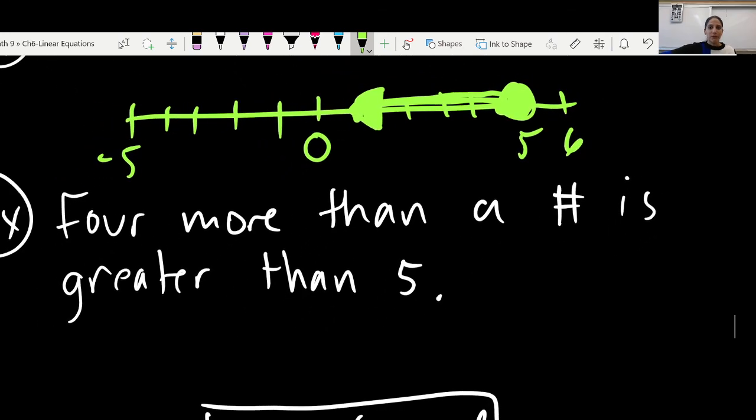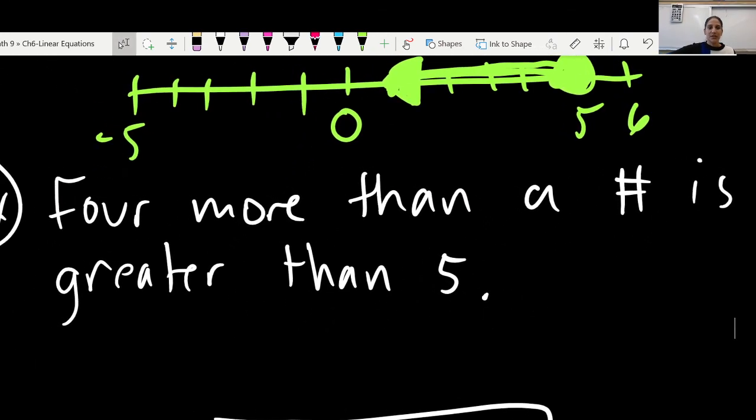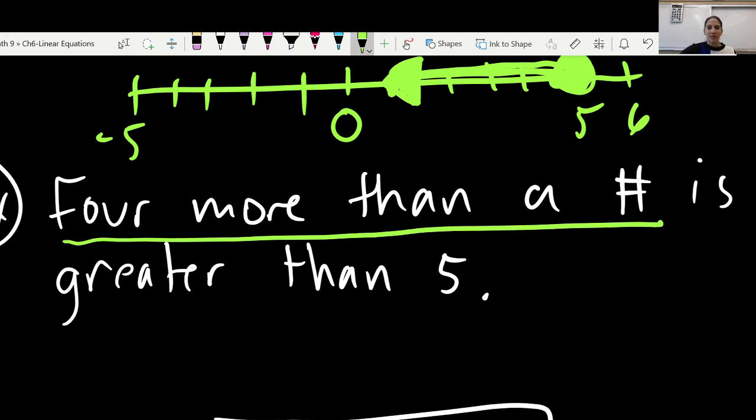For the next one, 4 more than a number is greater than 5. 4 more than a number would be, let's say the number is x, it would be x plus 4. We're saying that is greater than 5. So greater than 5 would be represented like this. So we're translating a sentence into math. And that's it for today. Numbers 1 to 6 are yours to work on.